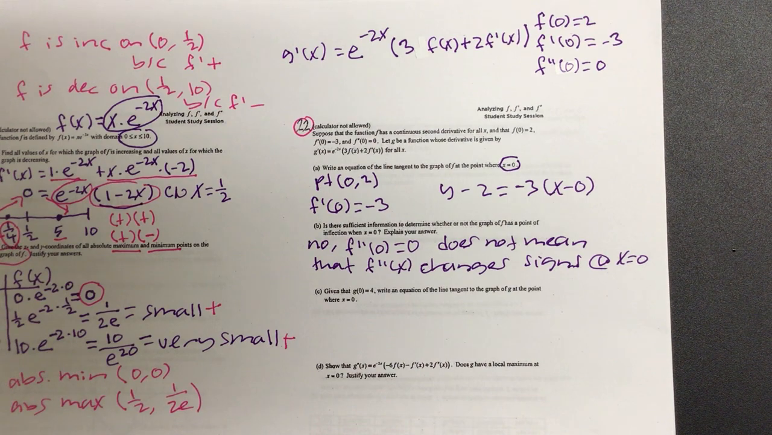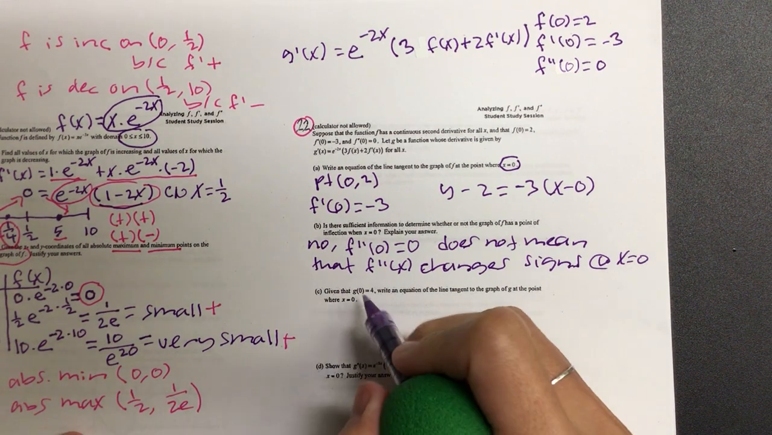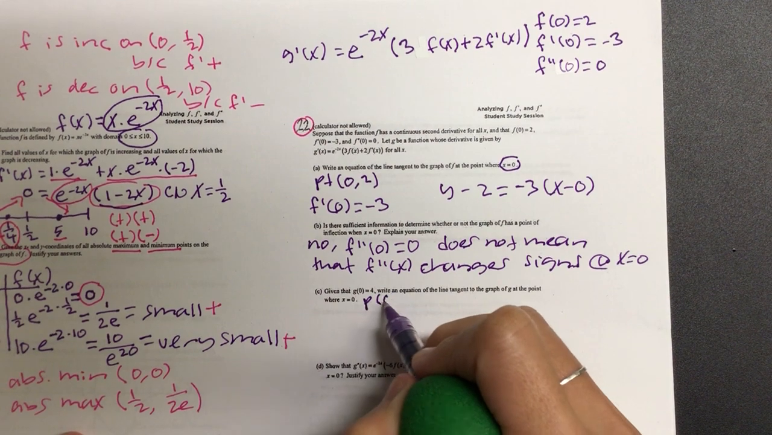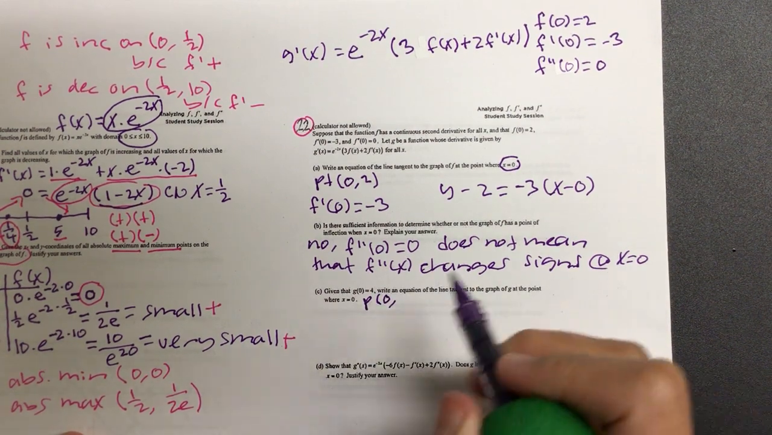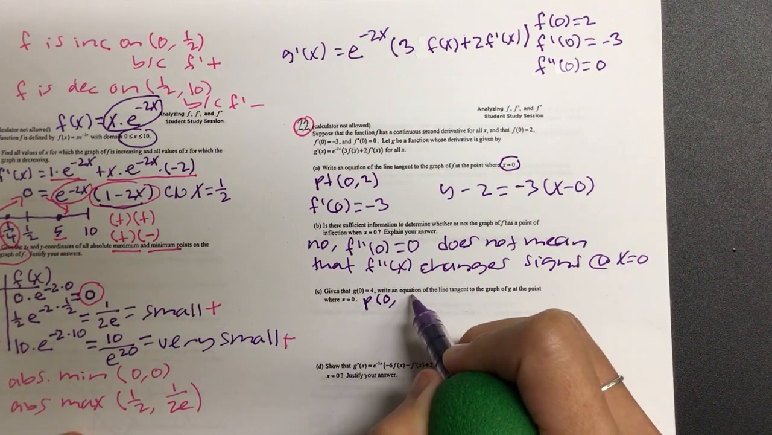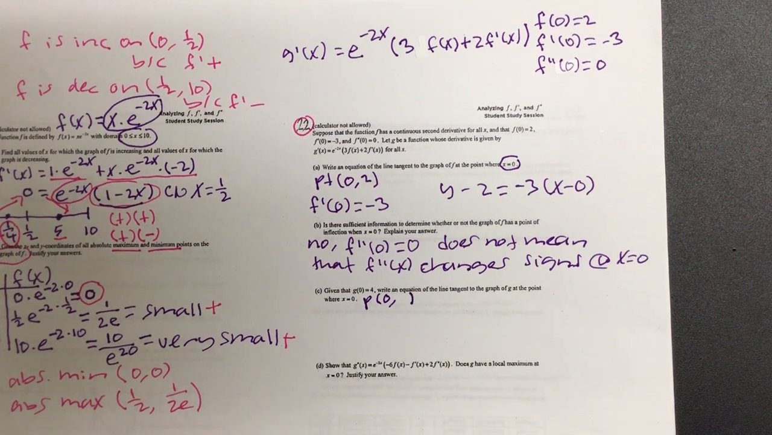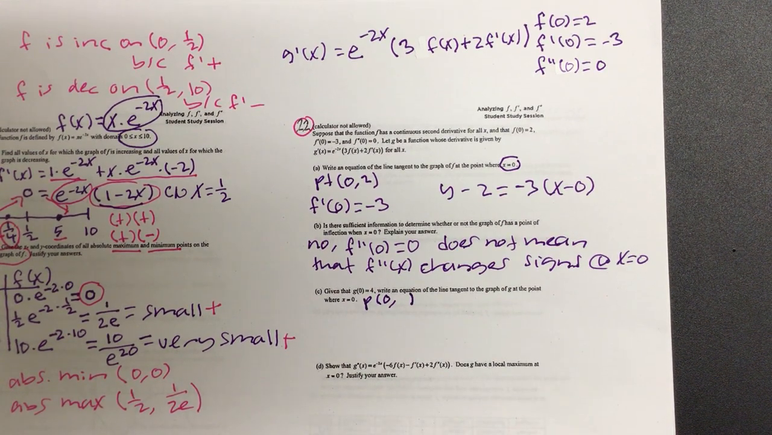Okay, let's go on to part C, Haley. Given that g of 0 equals 4, write an equation of the line tangent to the graph of g at the point where x equals 0. So we have another point at x equals 0. And I need to find out what our value for the y value is. What would I do to find that one? Is that given to us anywhere?